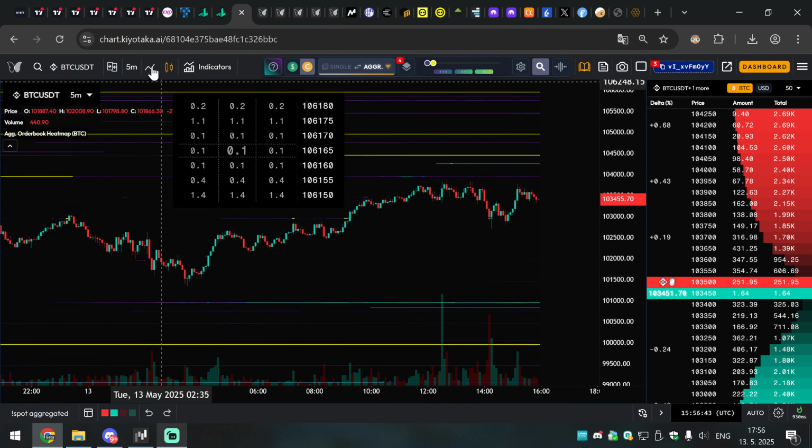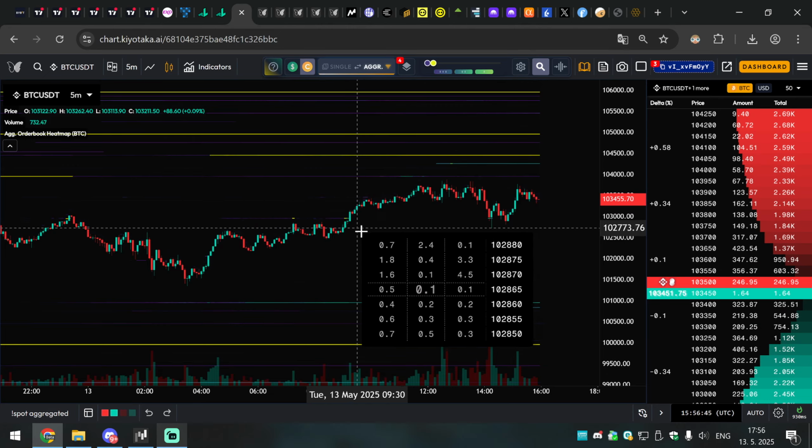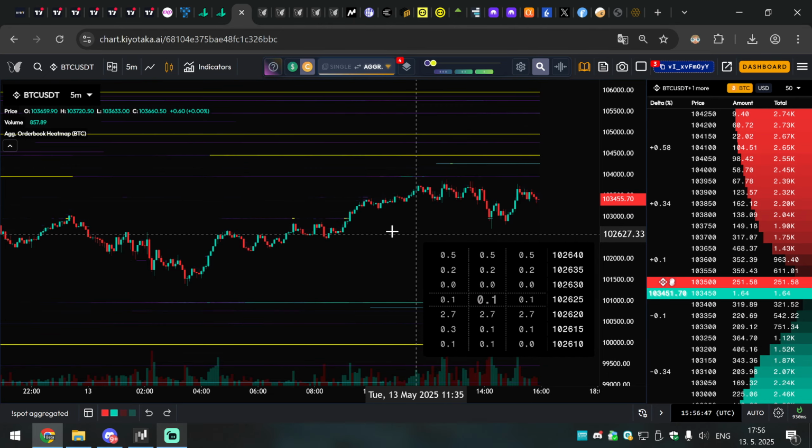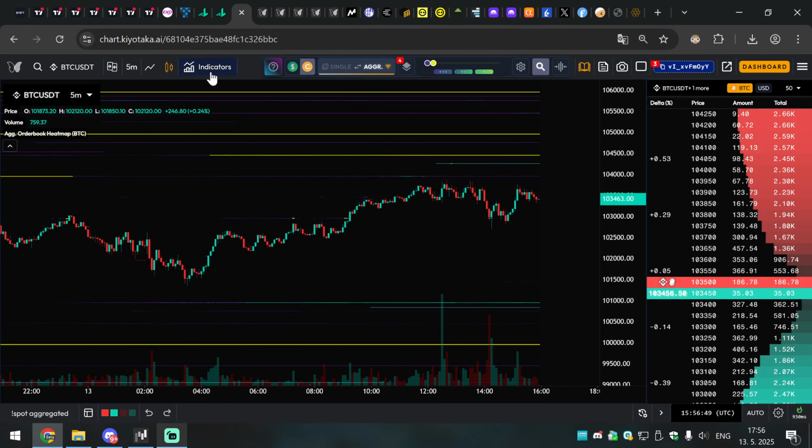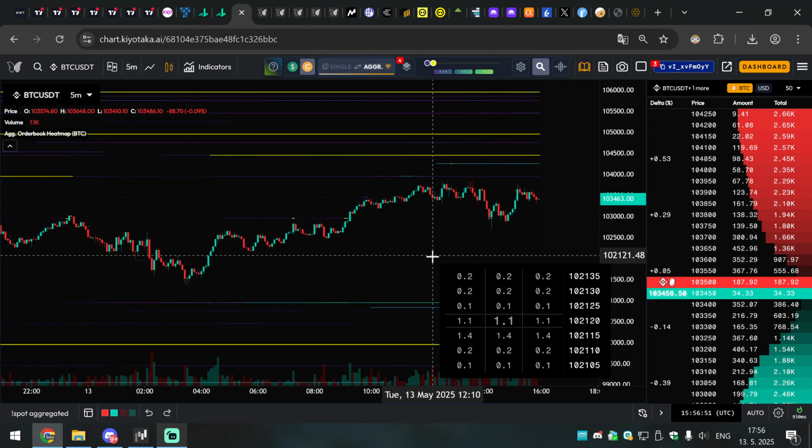This is called Kiyotaka. It is a Heatmap and Orderbook Depth tool. You also have a few additional indicators inside the tool. What is really great about this is it's a free tool, so you don't have to pay. I think it's going to be free until the end of 2025, possibly even longer. They are still in beta, they are still adding tools.